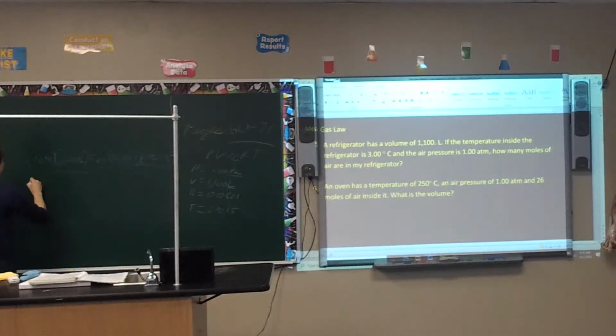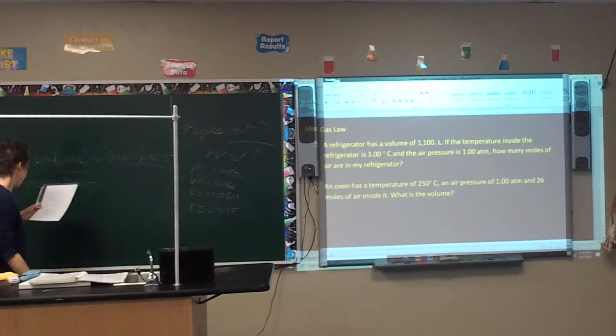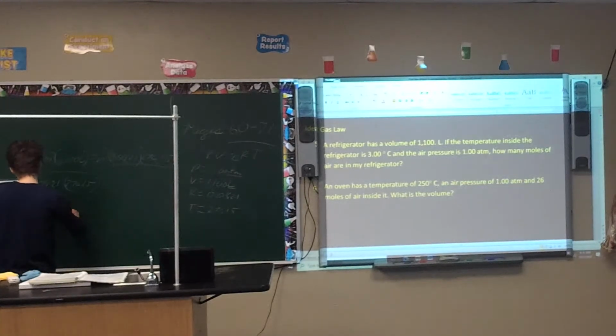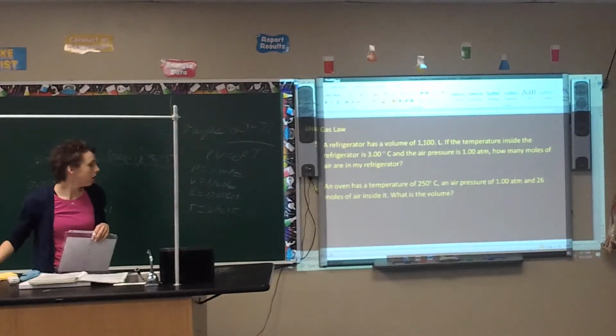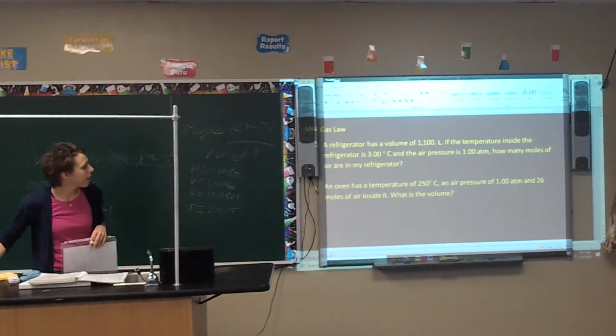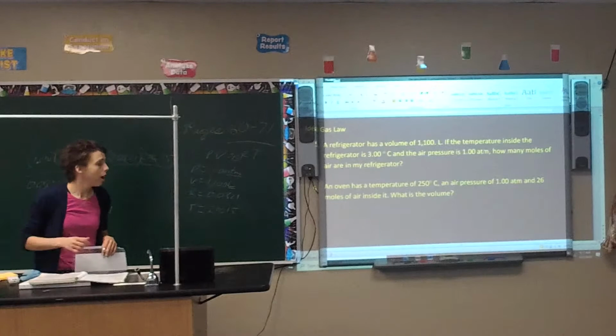Divide, good job. Remember, it's the entire top divided by the entire bottom. So it's 1 times 1,100 divided by 0.0821 divided by 276.15. This comes out to n equals 48.518 moles. Now, looking at sig figs, since I multiply and divide, I have to go off the number of sig figs. This has 4 sig figs, this has 3 sig figs, this has 3 sig figs.